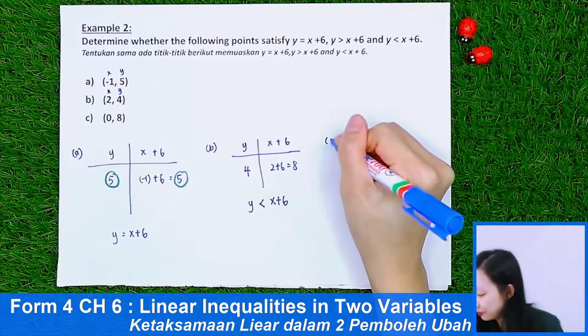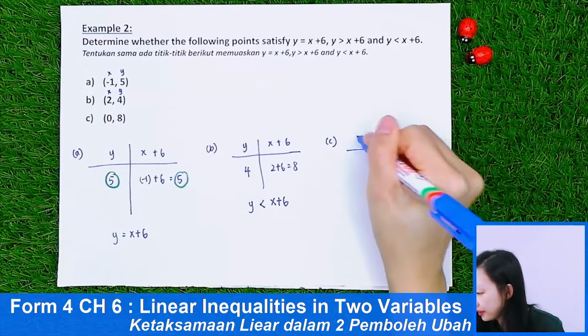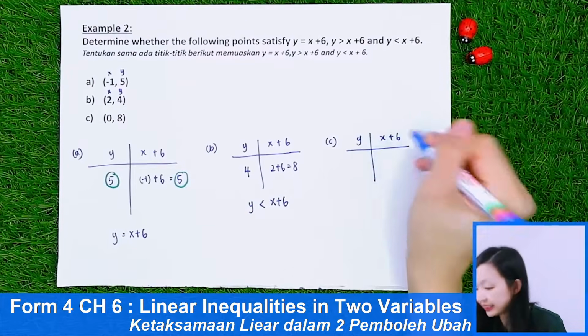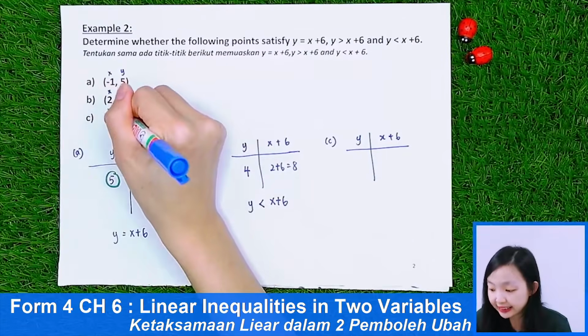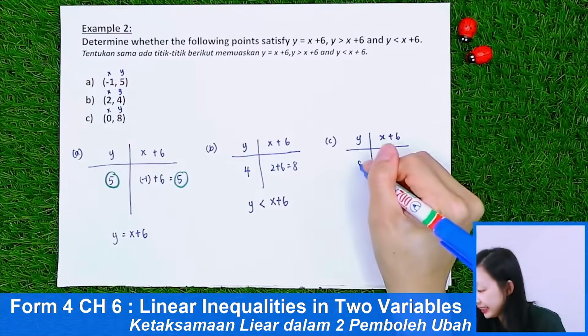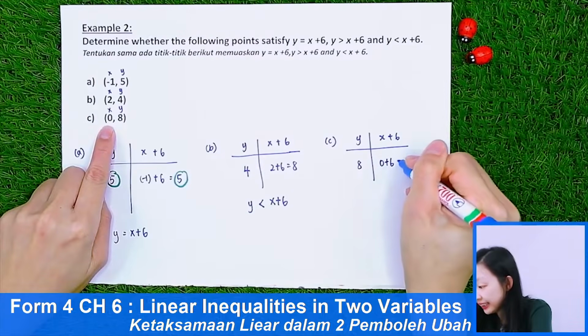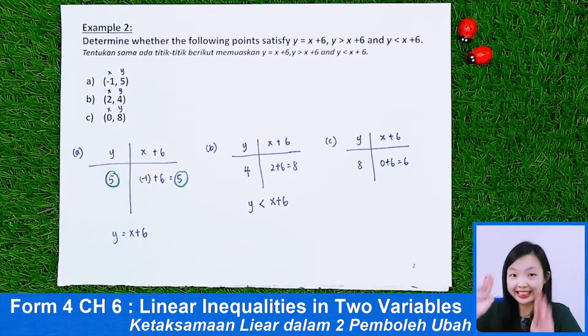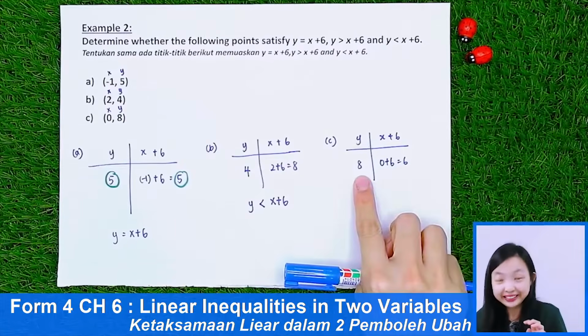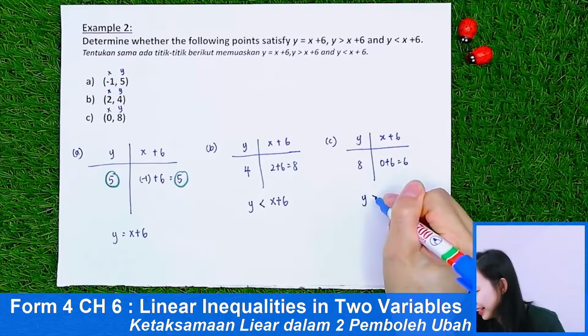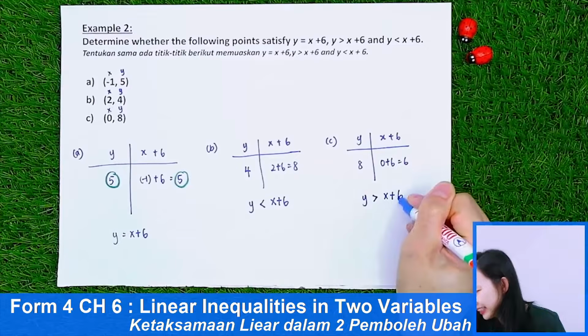Okay, so go to part C. Y and x plus 6. This is coordinate x, this is coordinate y. Here y is 8. The coordinate x is equal to 0. 0 plus 6 is equal to 6. Which side is greater? This is greater, right? So y is greater than x plus 6.